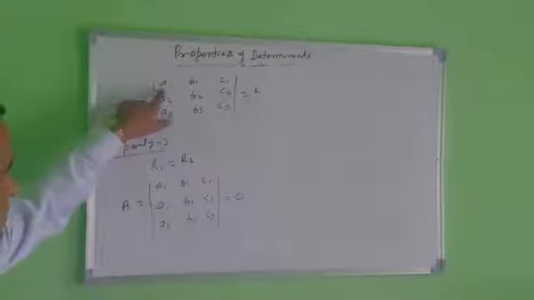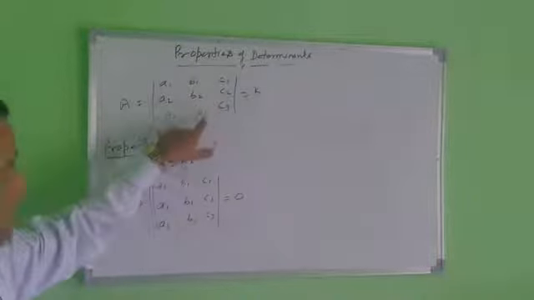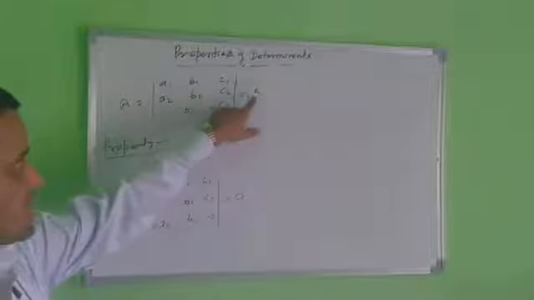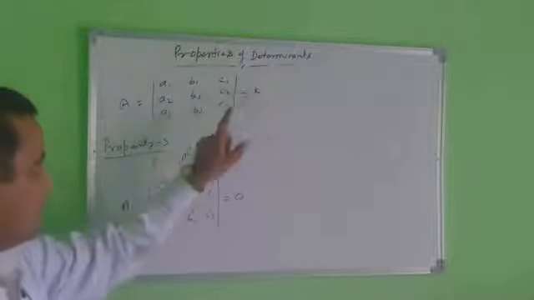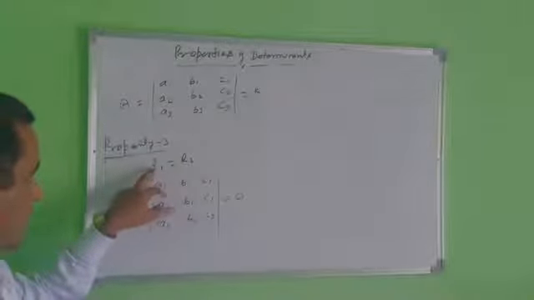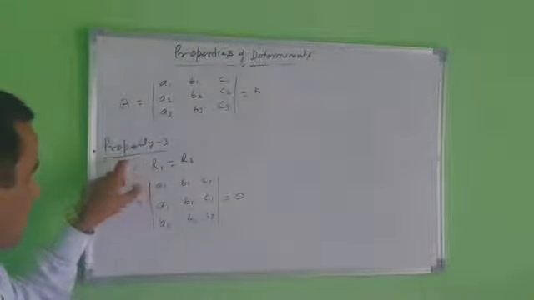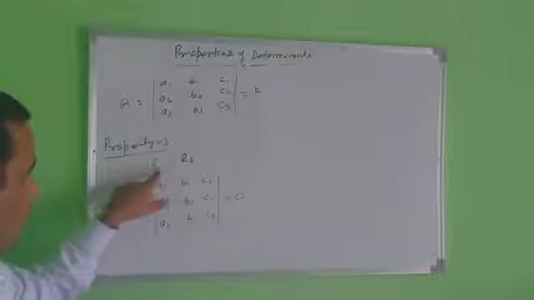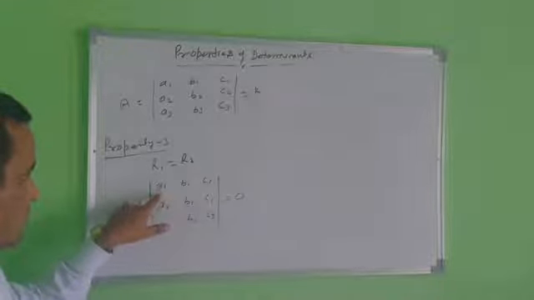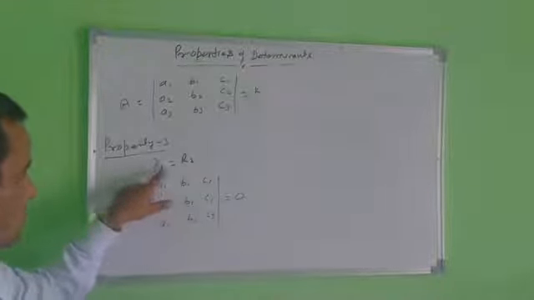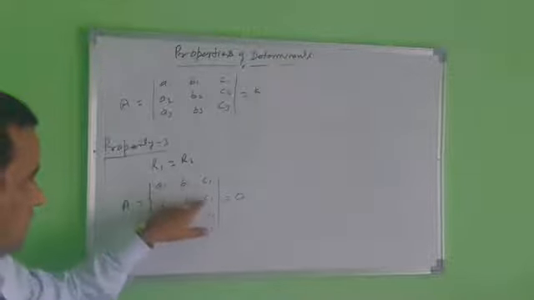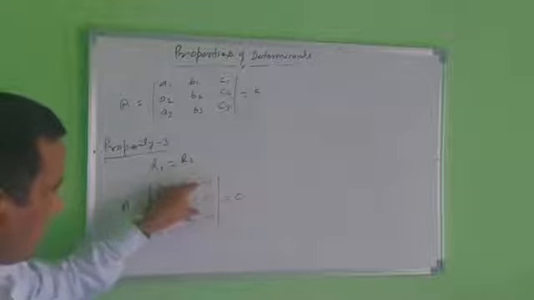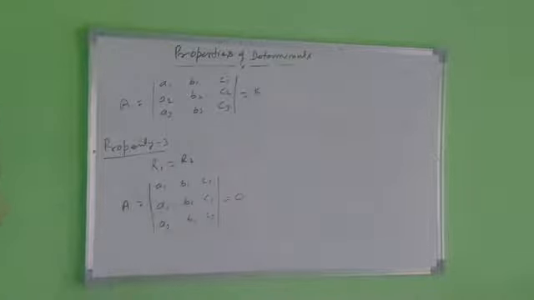Suppose this is the original determinant, and its value after solving is k. Property three says that if two rows, R1 and R2, are identical, meaning corresponding elements are the same, then the value of the determinant will be 0.